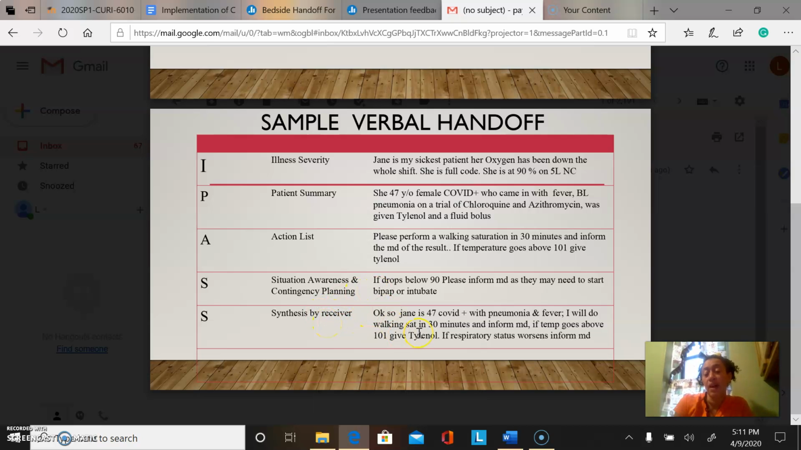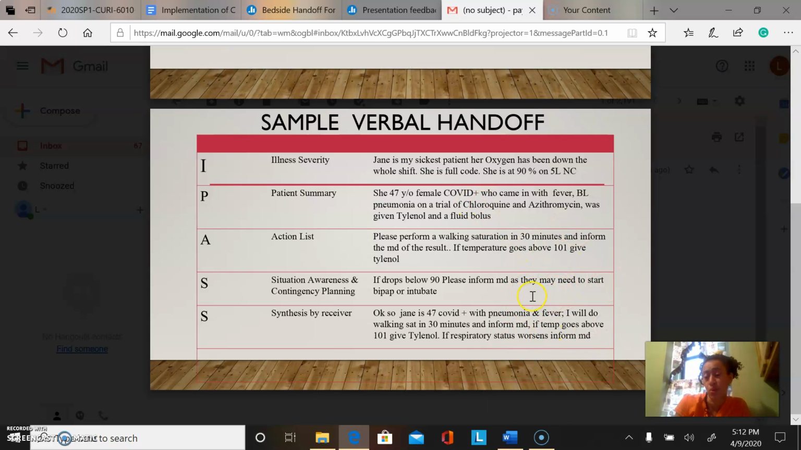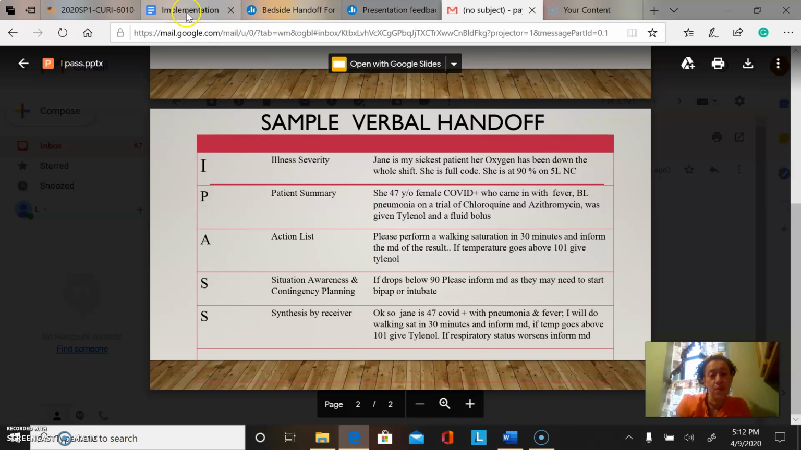So what would happen is the other nurse, the oncoming or off-going shift, would be saying, okay, so I understand what you're saying. And the nurse would say, okay, so Jane is a 47-year-old female, COVID positive with pneumonia and fever, and I will do a walking sat in 30 minutes and inform MD. If temp goes above 101, give Tylenol. If respiratory status worsens, inform MD. So it's her basically summarizing that she understood everything that was presented to her in this hands-off.